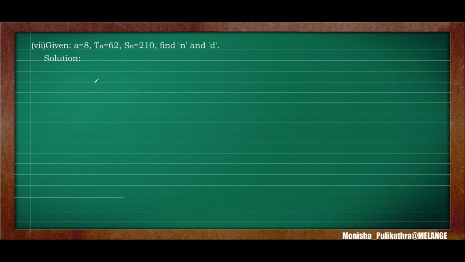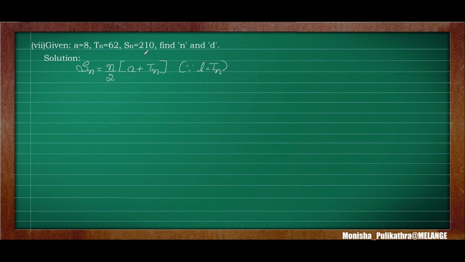In the introductory part, I have told you there is one more formula for Sn, that is Sn = n/2 × (a + Tn), that is a + L or a + Tn. So note this point: L is the last term, which is also equal to Tn. L and Tn are both equal to each other.